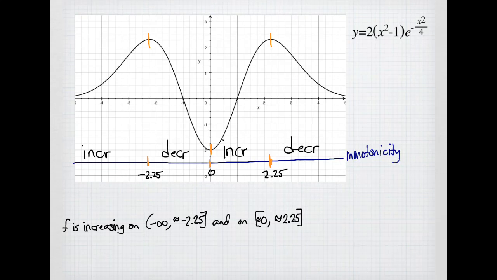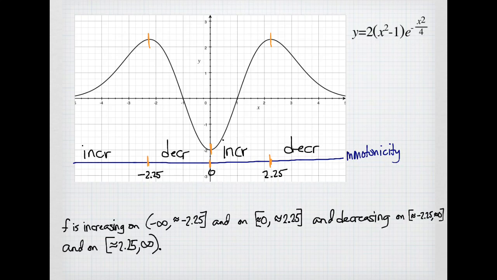Similarly, I can write that the function is decreasing on the approximate intervals negative 2.25 to 0 and 2.25 to infinity. Next, we'll consider concavity. We need a new number line for concavity. And we'll be looking at intervals where I'm concave up and concave down.